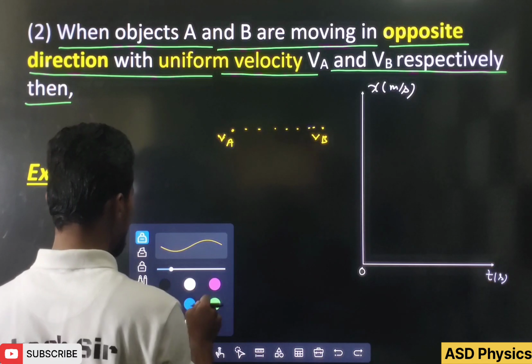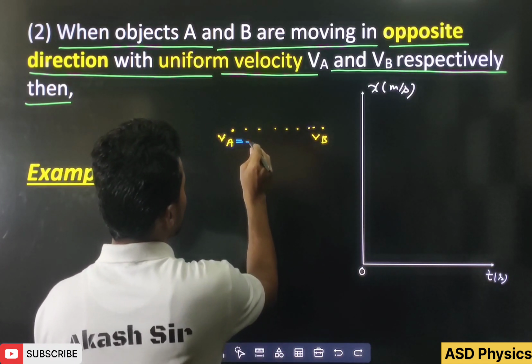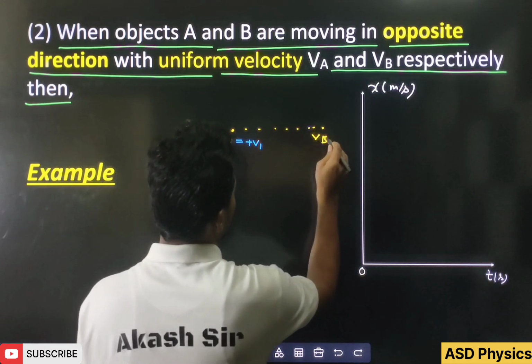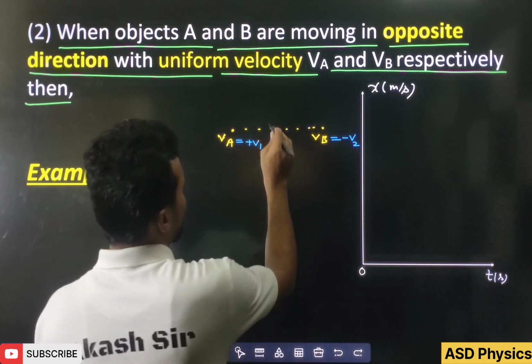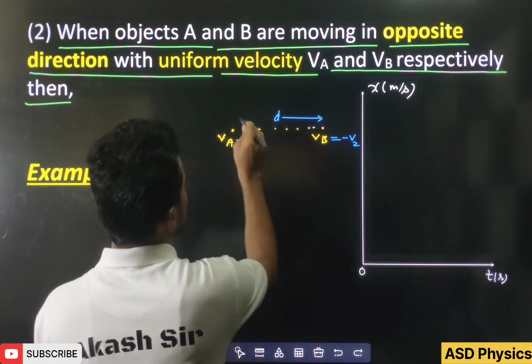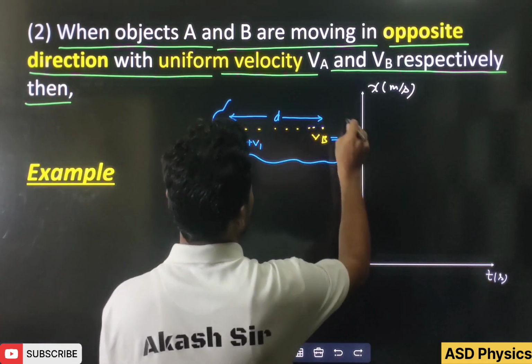Both are now moving in which direction? Opposite direction. Mathematical sign convention: VA will be plus V1 and VB will be minus V2. And the distance between them is D. Now, we are following the mathematical sign convention. This kind of scenario is there.